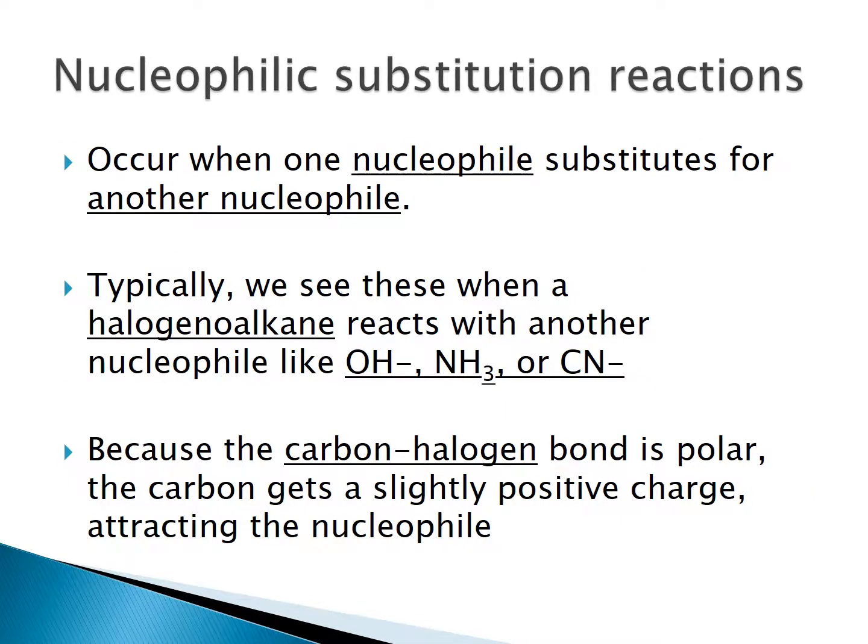Okay, so nucleophilic substitutions occur when one nucleophile substitutes for another nucleophile. We're usually going to see these when a halogenoalkane reacts with another nucleophile like hydroxide, ammonia, or cyanide. Now, because the carbon-halogen bond is so polar, the carbon will get a slightly positive charge. Because remember, when we have a carbon-halogen bond, when we drew that arrow, that shows the direction that electrons are being pulled by the more electronegative atom. So then the carbon would get a slightly positive charge, which attracts the nucleophile.